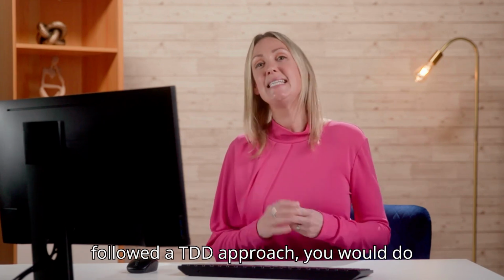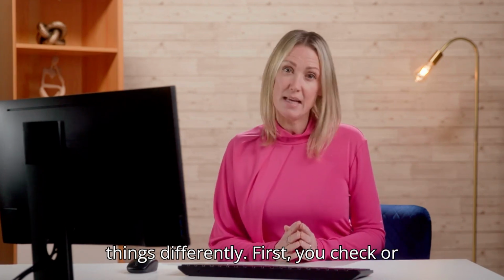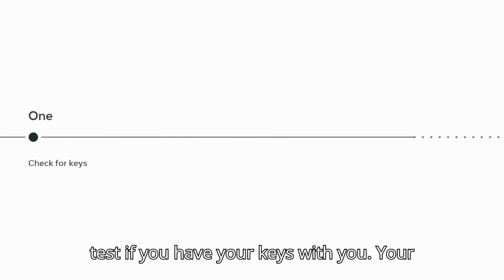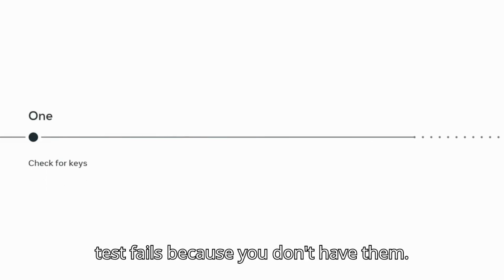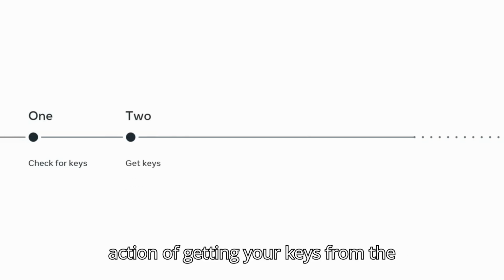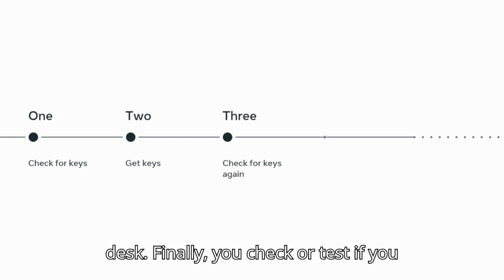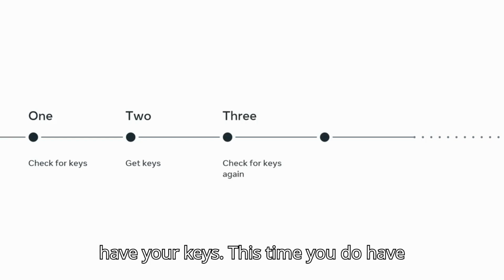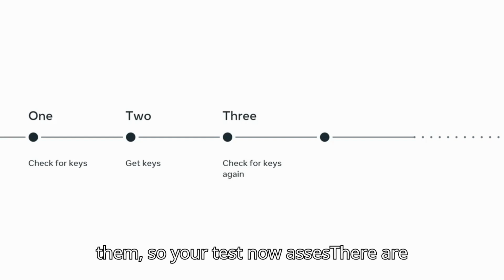Now, if you followed a TDD approach, you would do things differently. First, you check or test if you have your keys with you. Your test fails because you don't have them. They're on your desk. You perform the action of getting your keys from the desk. Finally, you check or test if you have your keys. This time you do have them, so your test now passes.